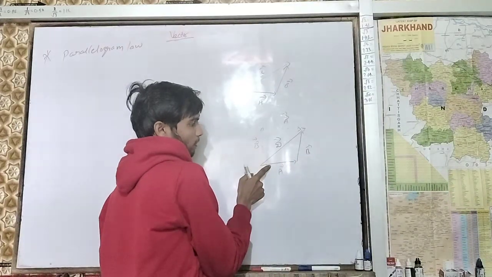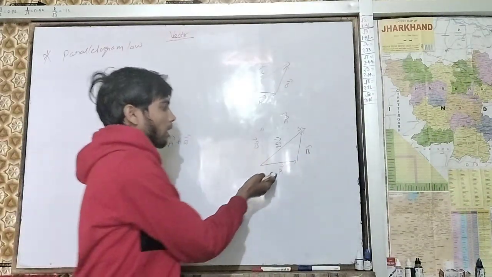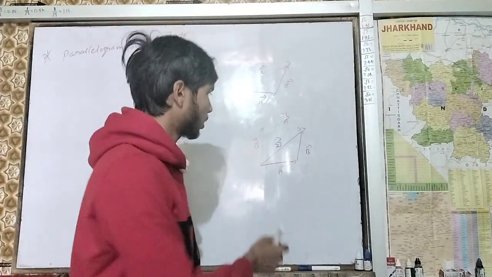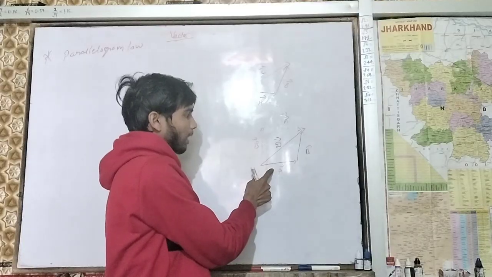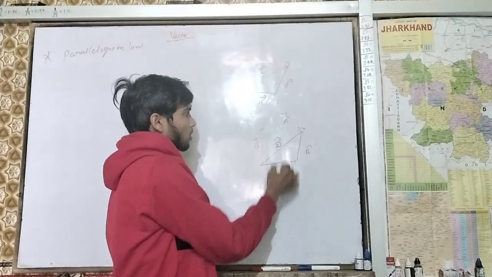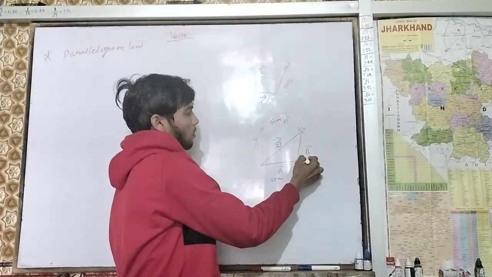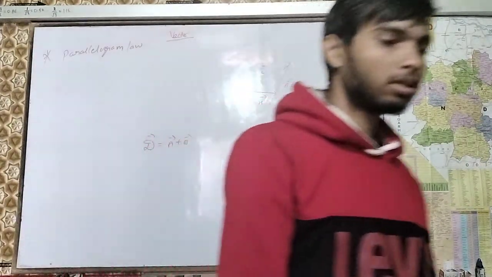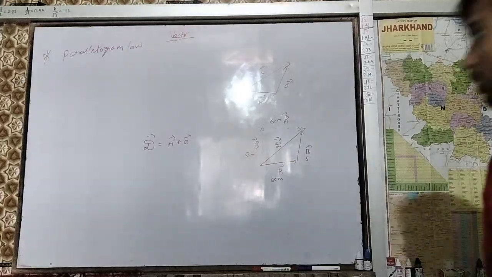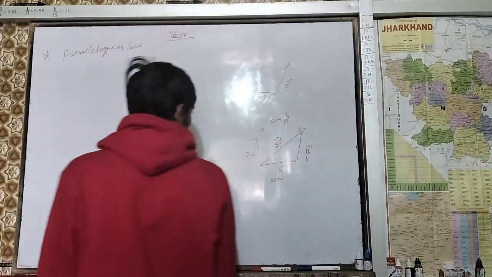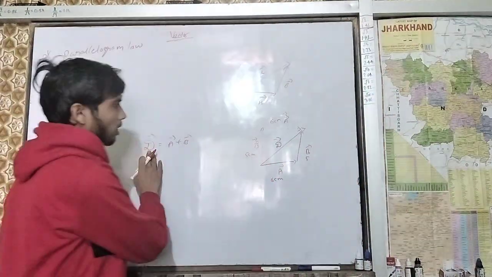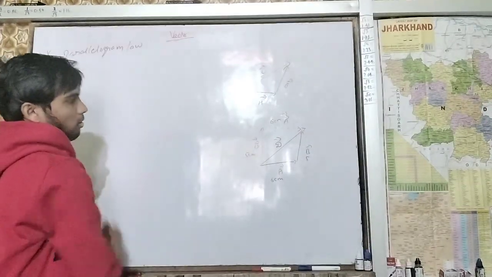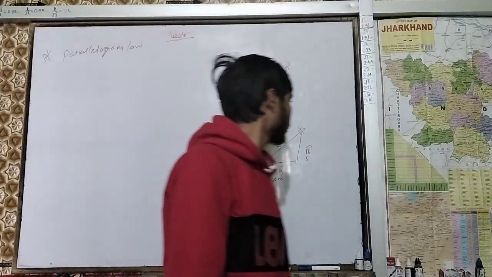Here, the length of a parallelogram, which means the length of parallel lines, are equal. If the length of this vector is 6, this will also be 6. If this is 5, this will also be 5. This is the meaning of a parallelogram figure, a parallelogram polygon. So this vector is equal to this vector.